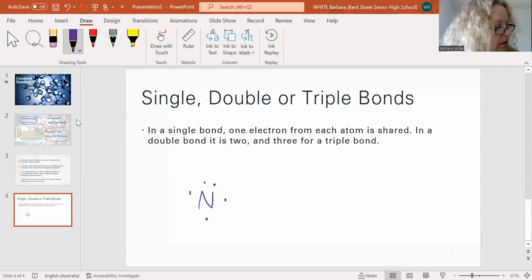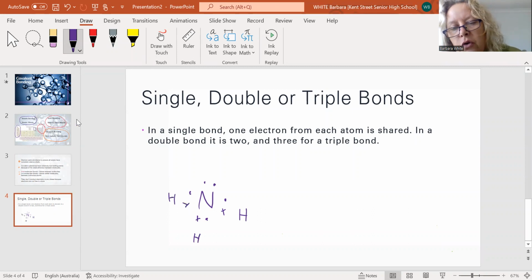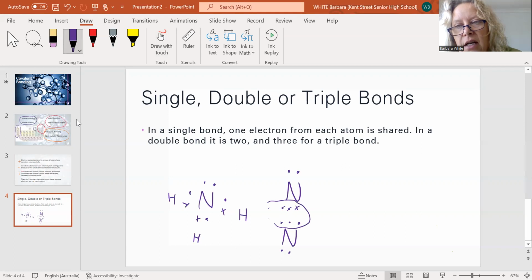And then it can join with, I don't know, some hydrogens, can make 3 single bonds. Or it can join with another nitrogen. So this nitrogen's got a lone pair there, but the 3, 1, 2, 3 from there, and 1, 2, 3 from there, they're sharing those 6 electrons, and they've got the other 2. So now they've got a full 8 in their outer shell, and you draw that like this.